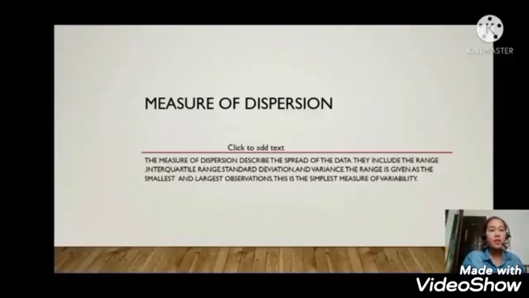So, hi everyone, I am Jency Blanca and I am going to explain about the measure of dispersion. The measure of dispersion describes the spread of the data. They include the range, interquartile range, standard deviation, and variance. The range is given by the smallest and largest observations. This is the simplest measure of variability.